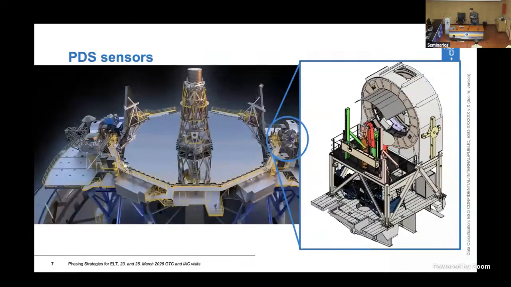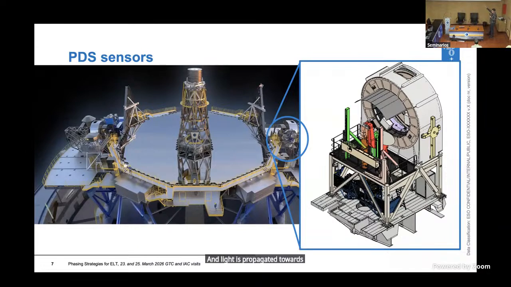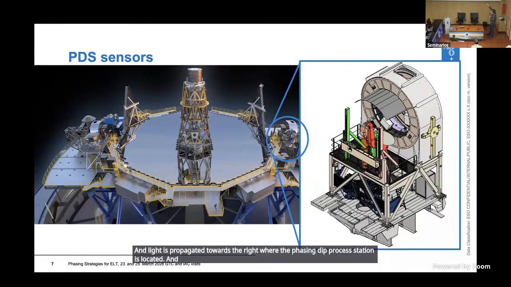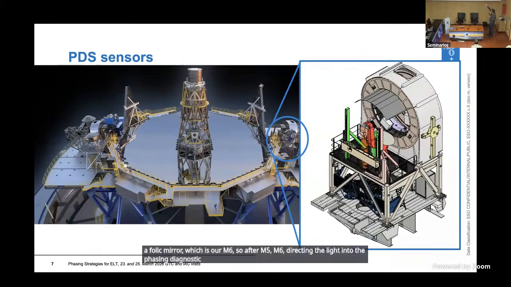So this is where the PDS is located. You see, again, detail of the ELT. You see the M1, the adaptive relay tower holding the M4, the M5. And light is propagated towards the right, where the phasing diagnostic station is located. I can point, but you probably can make out the optical propagation. There's a fold mirror, which is our M6. So after M5, M6, directing the light into the phasing diagnostic station, which is here depicted by the blue frame.